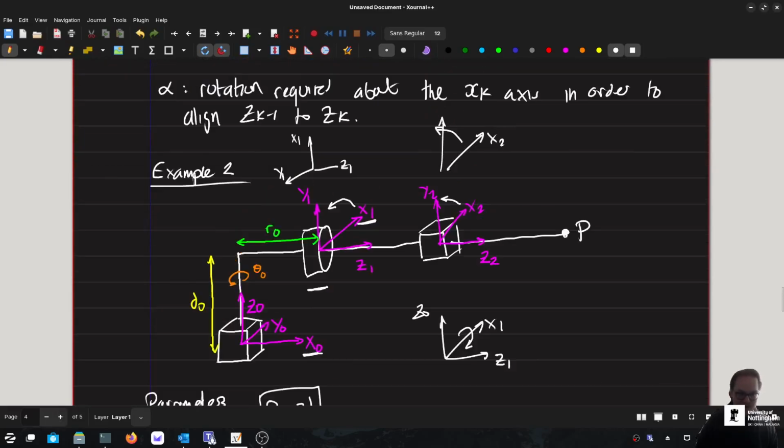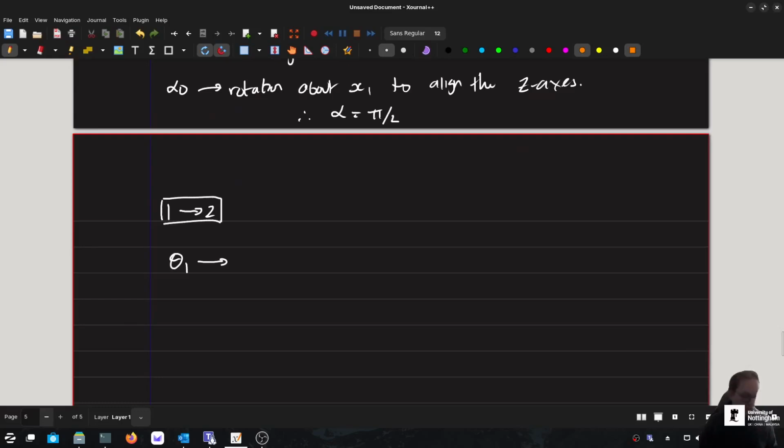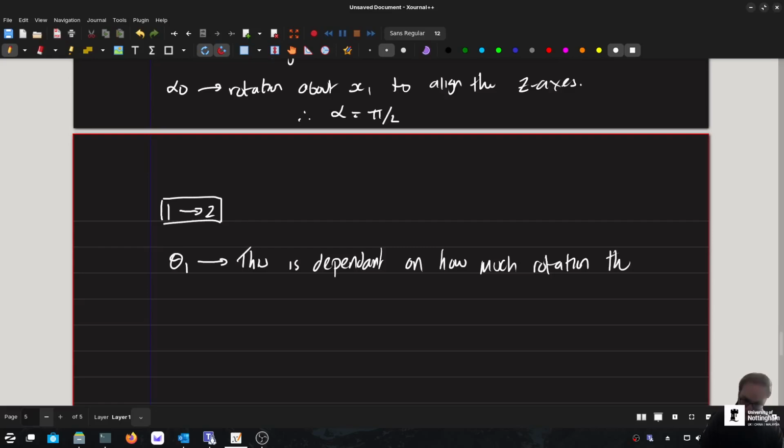So if I draw that in, theta 1, what colour is the best one for this one? I'll use orange. Right hand rule, so you can see it's out of the screen is a positive angle. So whoop, that's going to be our theta 1. So depending on how much I rotate it by. So yeah, so this is dependent on how much rotation the revolute joint has already rotated.